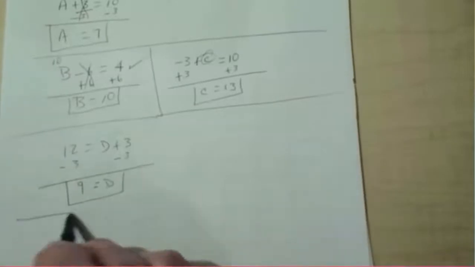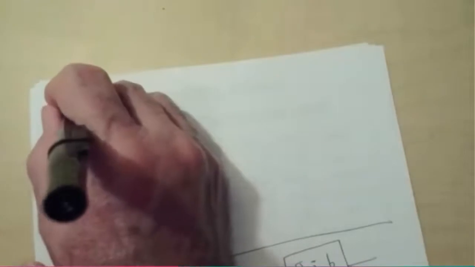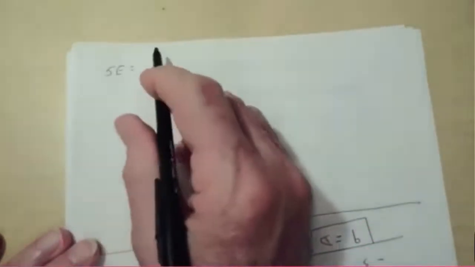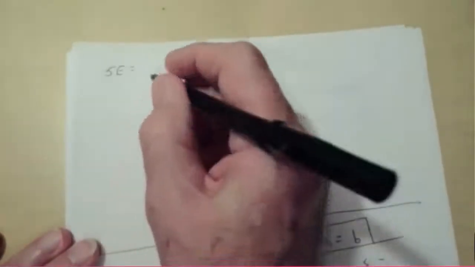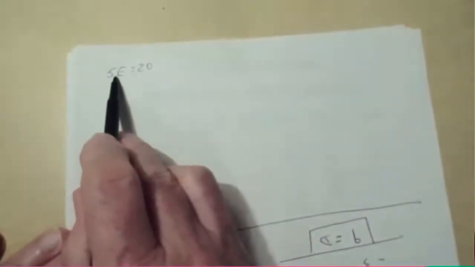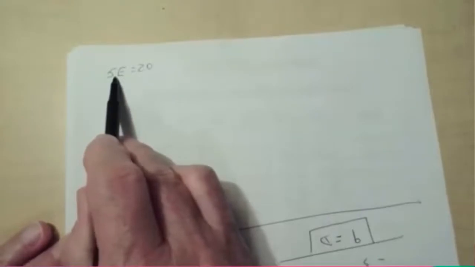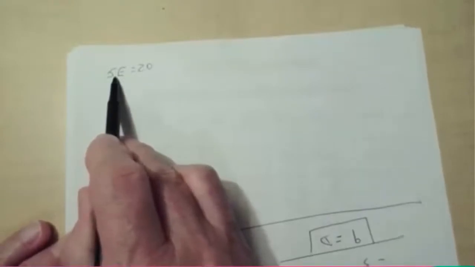Now, that's addition and subtraction. What about multiplication division? Same thing. So if we have 5e equals 20. When there's no plus or minus in here, when it's just right next to the variable, that means to multiply. We don't write it because we're lazy.